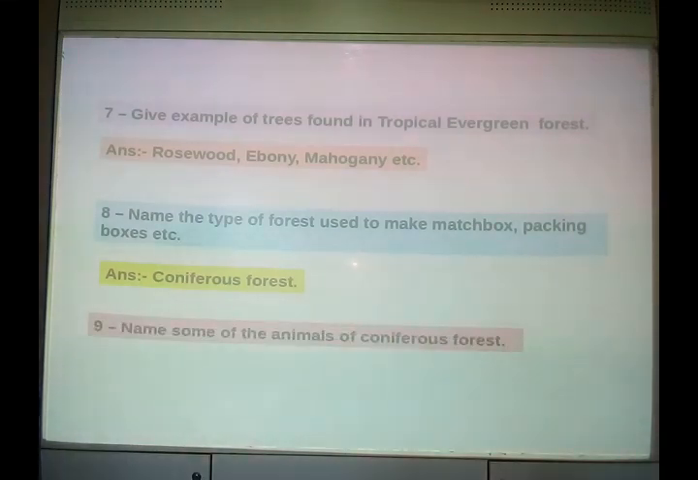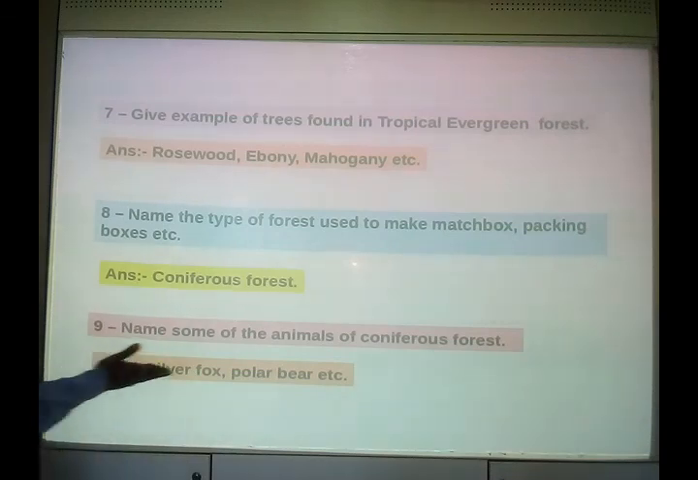Another question is coming your way. Name some of the animals of coniferous forest. Have you remembered? Coniferous forest animals are none other than silver fox, polar bear, and all these animals found in coniferous forest. These silver fox and polar bear are situated at high altitude, right? So they have thick fur and thick skin.